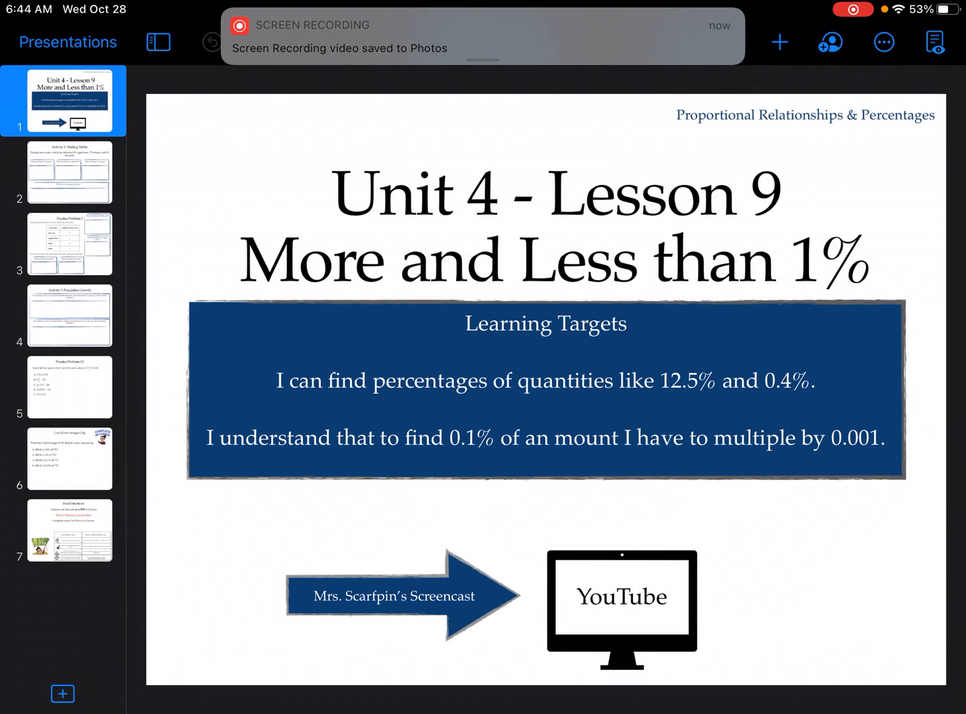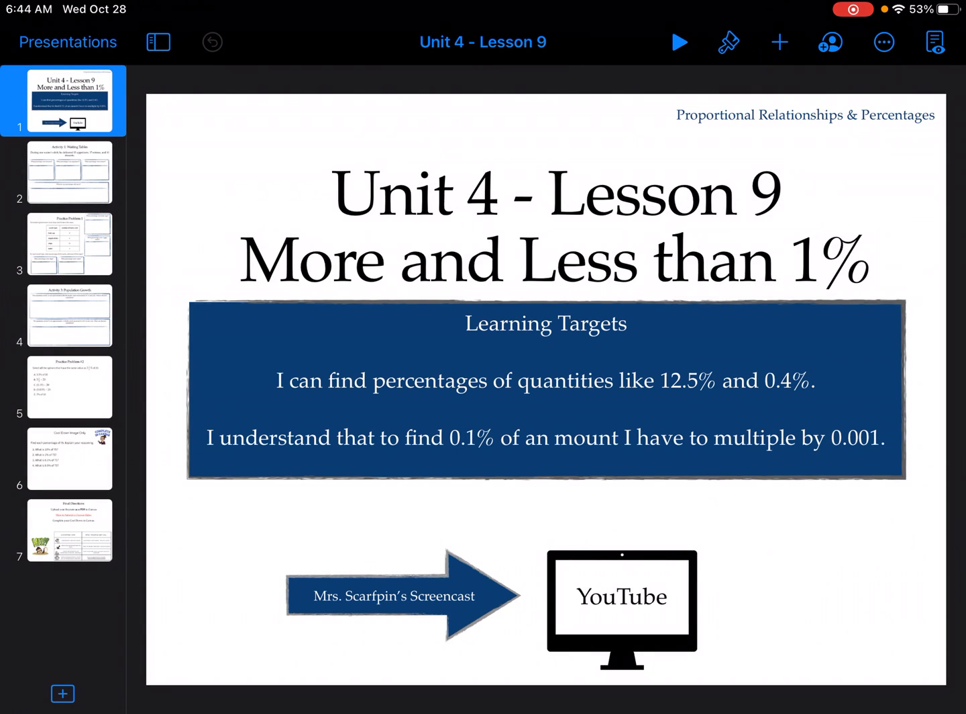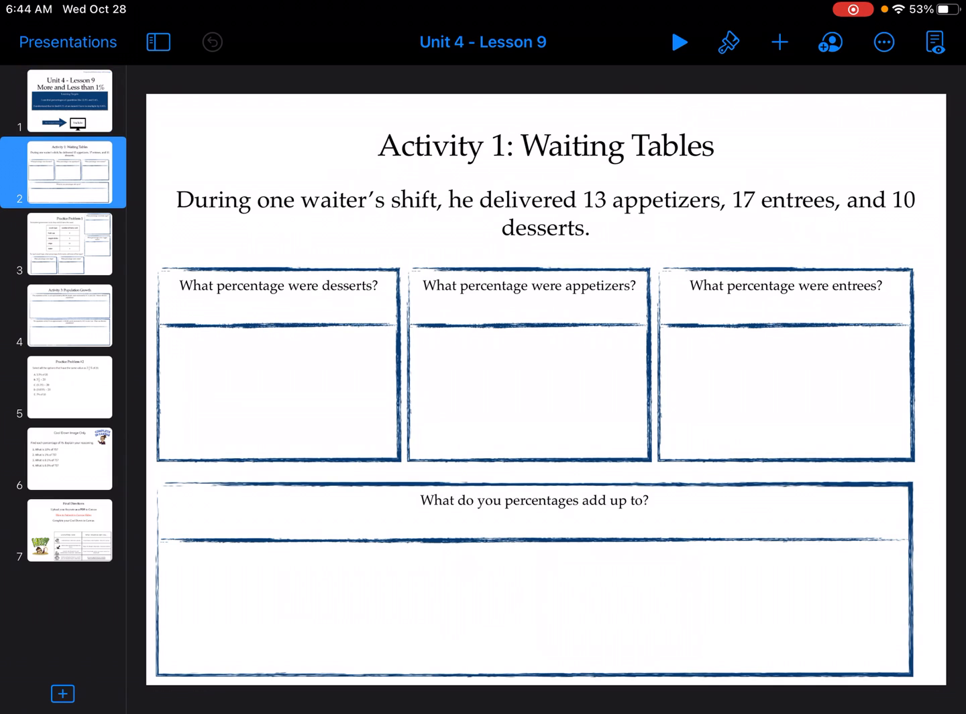4 less than 9, more or less than 1%. I can find percentages of quantities like 12.5% and 0.4%, and I understand that to find 0.1% of an amount, I have to multiply by 0.001. So we're going to talk about moving that decimal point.